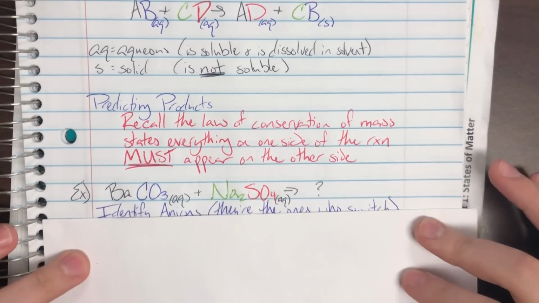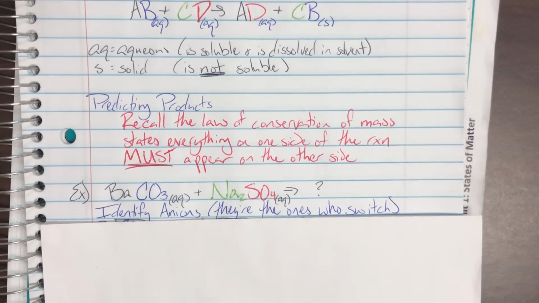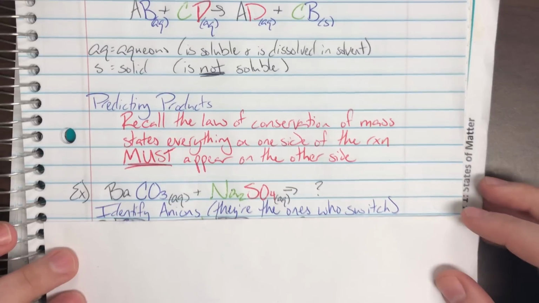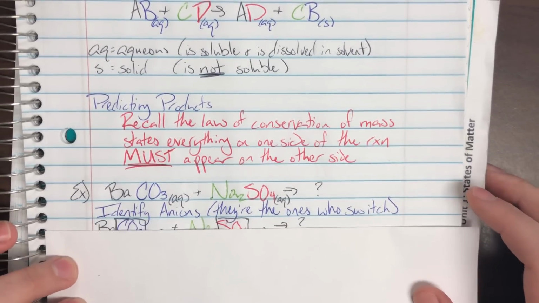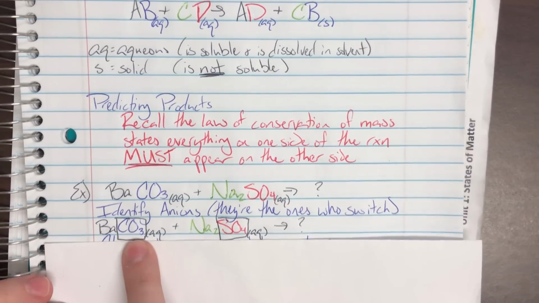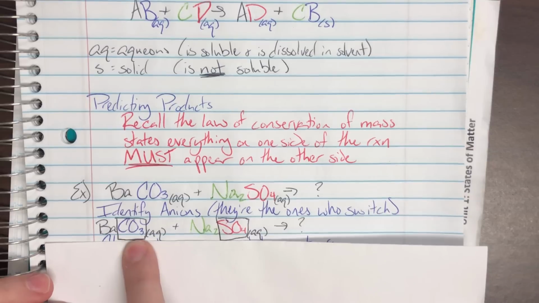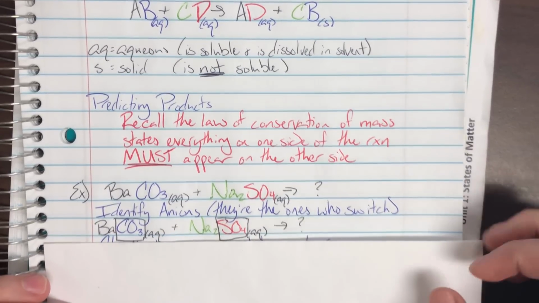So the first thing that we're going to do is identify our anions. Those are the ones who are going to switch places. You should be very good at identifying anions now, as you've had to identify the anion for every single one of your solubility problems. So it should be very comfortable for you. Remember that the anion will come second. The bad guy is going to creep behind the good guy, the positive one. And so I identified that carbonate was going to be my anion for barium carbonate, and sulfate was going to be my anion for sodium sulfate.